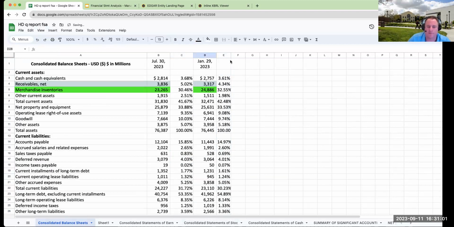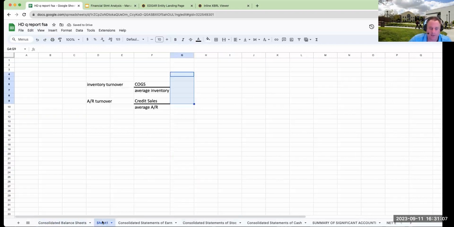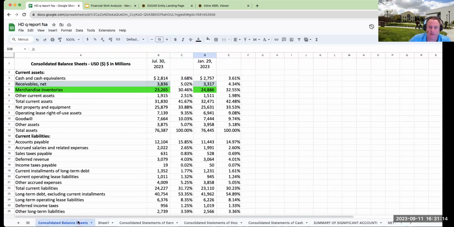What's the purpose of these? Well, if I ask you for the Home Depot which ratio you would use, would you use inventory turnover to analyze the company, or accounts receivable turnover? If you're looking at this right over here, which one is more materially significant to the company? You're going to say merchandise inventories, because it's the bigger number.